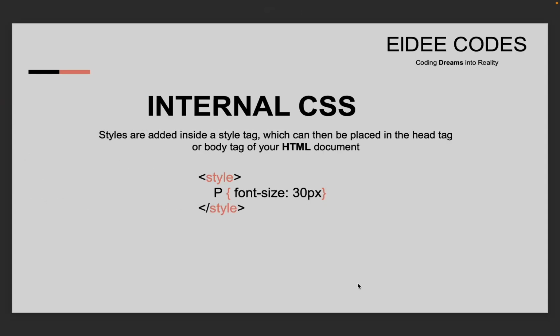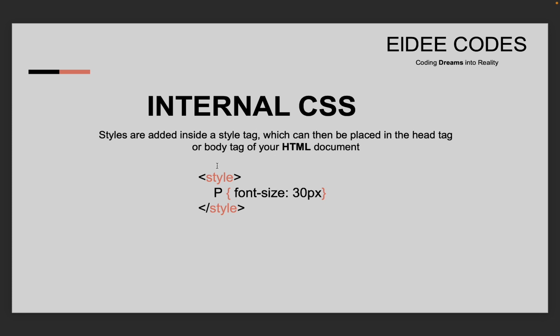This is an example of how internal CSS looks and how to write it. Firstly, styles are added inside a style tag, which can then be placed in the head tag or the body tag of your HTML document. So I'm going to explain this further. The first thing you will do if you want to write an internal CSS is initiate your style tag, which is basically this. After initiating your style tag, it must be placed in the head tag or body tag of your HTML document. But I advise it's better to have it in your head tag, okay?